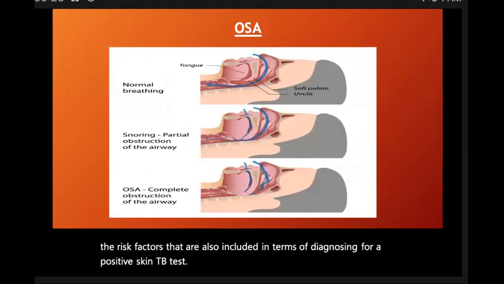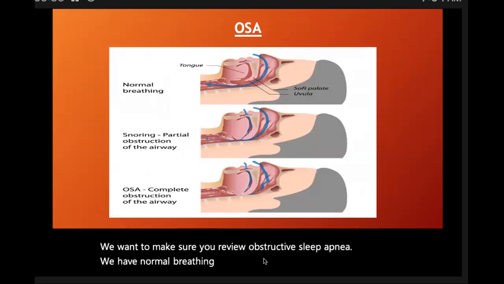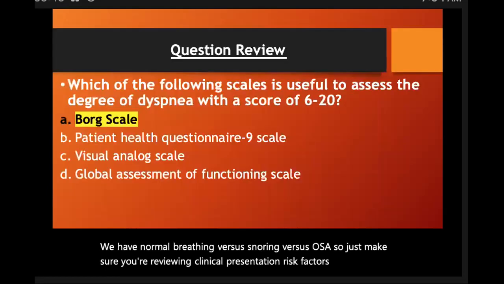We want to make sure you review obstructive sleep apnea. We have normal breathing versus snoring versus OSA. So just make sure you're reviewing clinical presentation, risk factors, and treatment.